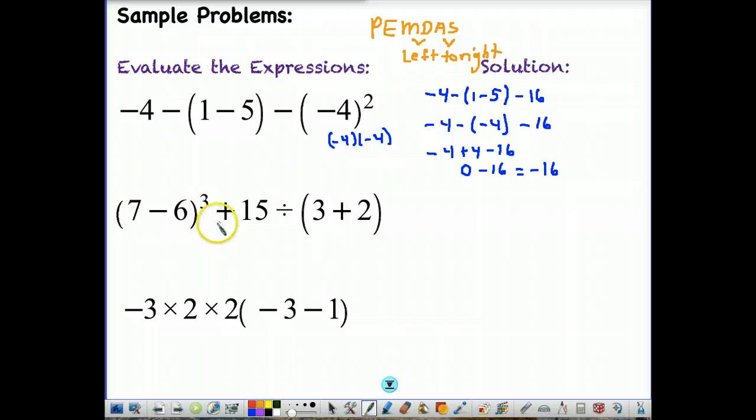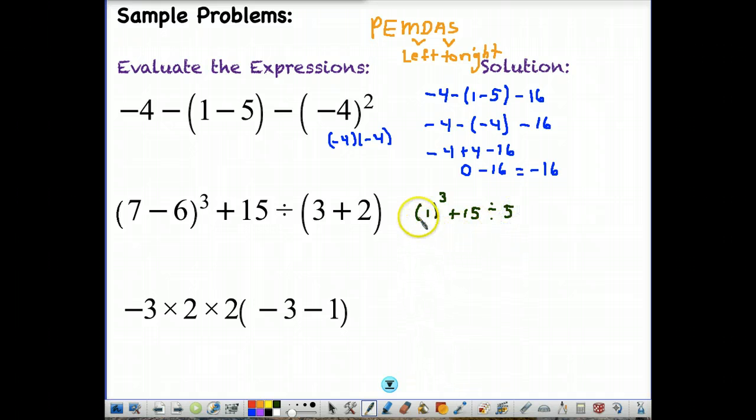Okay, so let's look at our parentheses. In this case, it's very important to do the parentheses first because we do have an operation going on inside our parentheses. So we cannot do exponents first in this situation. Okay, so if we look at our parentheses, we have 7 minus 6. Well, that's easy. That just leaves us 1 cubed. Okay, to the third power is cubed. Plus 15 divided by, and let's do our 3 plus 2 divided by 5.